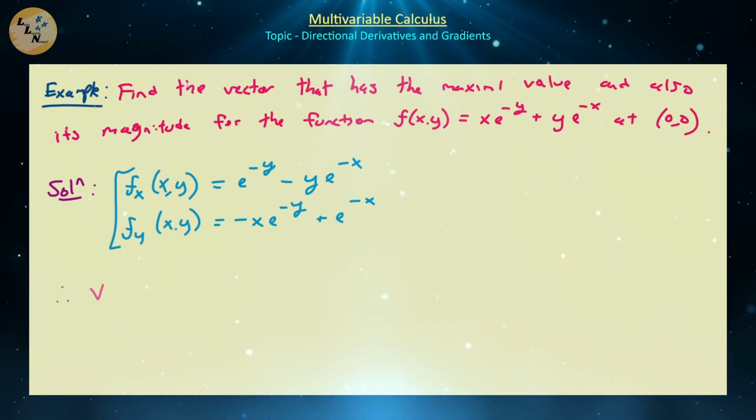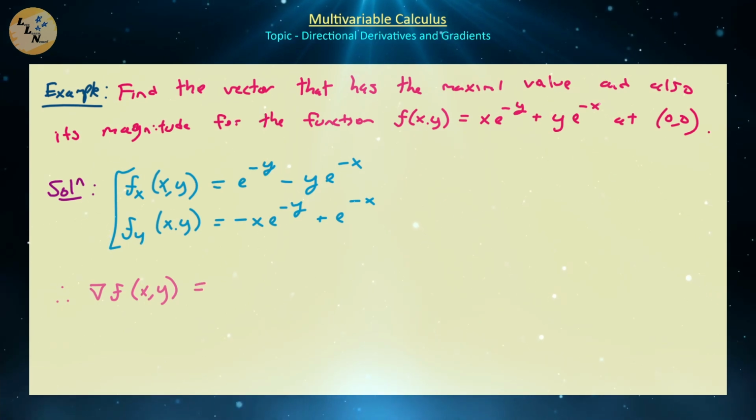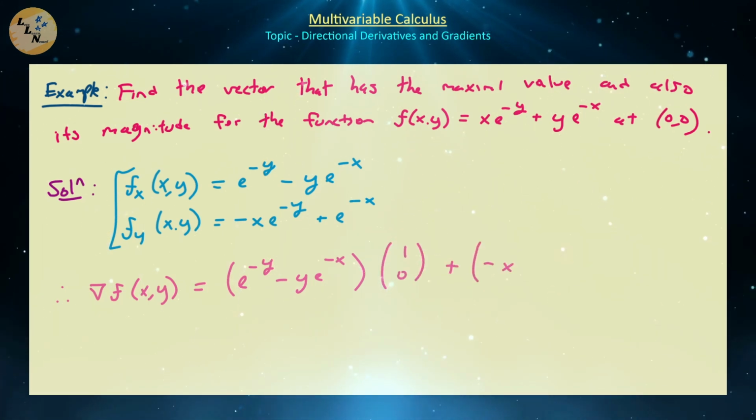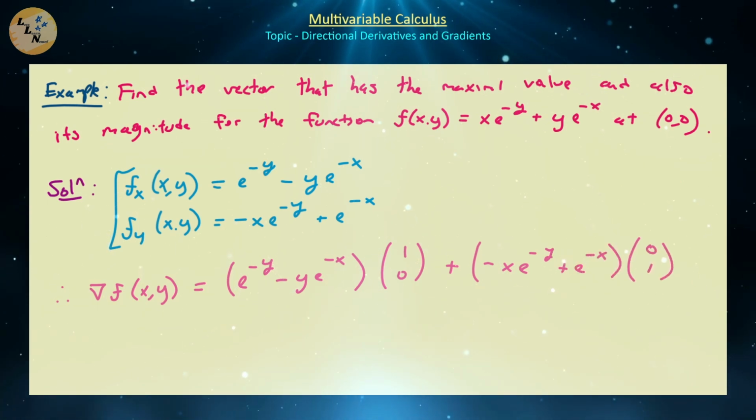So that means the gradient of f at any point (x, y) is going to be equal to e to the minus y minus y e to the minus x times the vector (1, 0) plus minus x e to the minus y plus e to the minus x times the vector (0, 1). So keep in mind, the gradient of a function at a particular point is a vector, not a number.